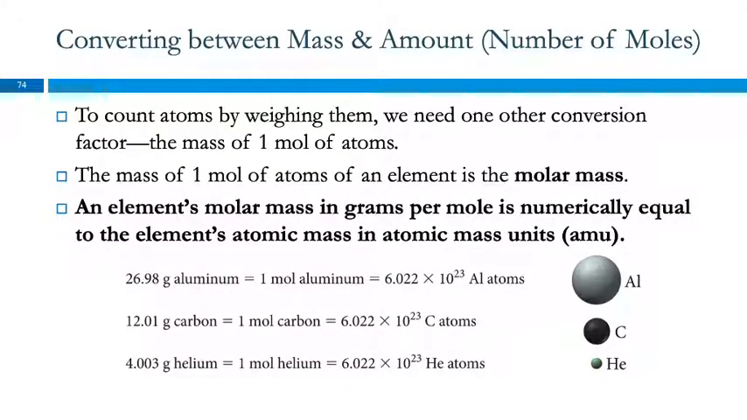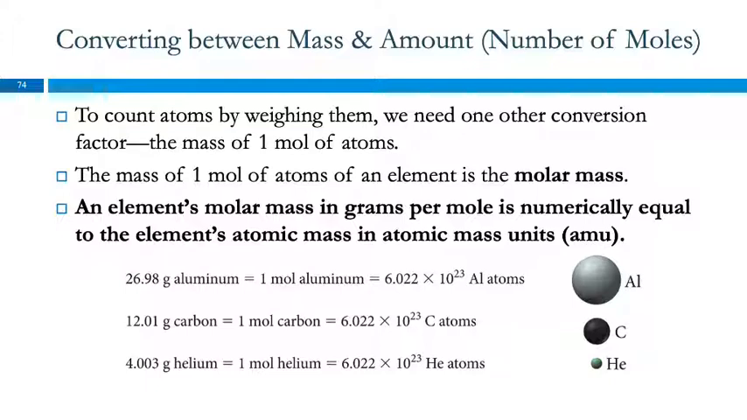Okay, so that was converting between moles and atoms, but we need one more thing if we're going to weigh them to count them. We need to know the mass of a mole of atoms. And that's called the molar mass. Atomic mass is the mass of an atom. Molar mass is the mass of a mole of atoms. Okay? So this is where the convenience of the number choices and definitions comes in. An element's molar mass in grams per mole is the same number as the atomic mass in atomic mass units.